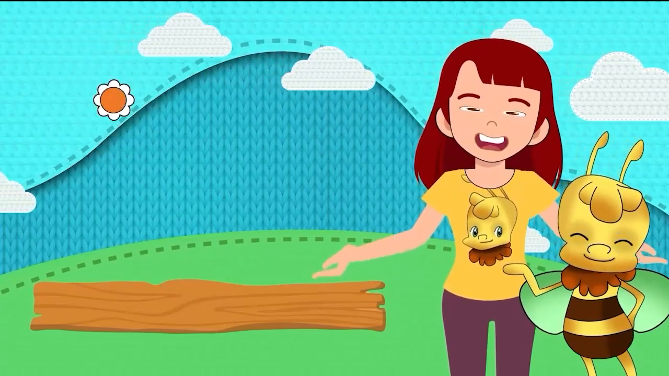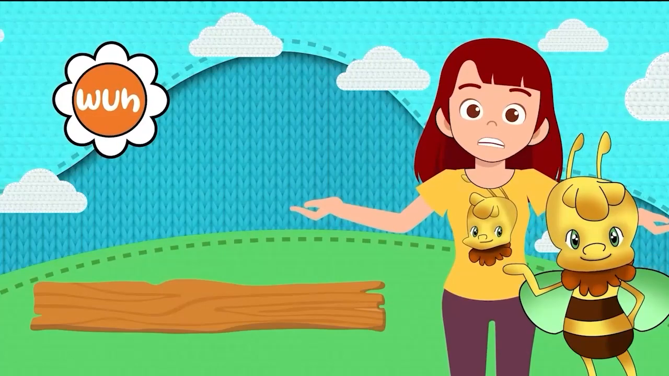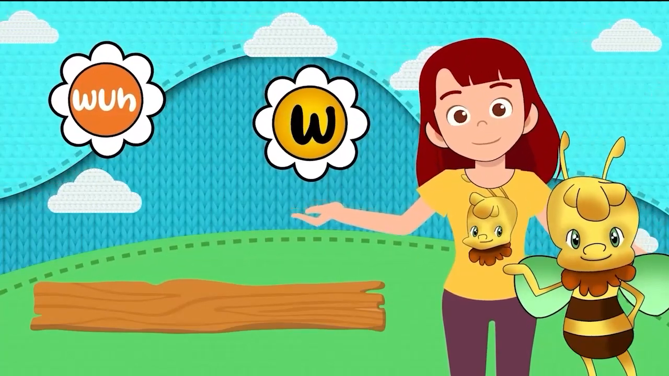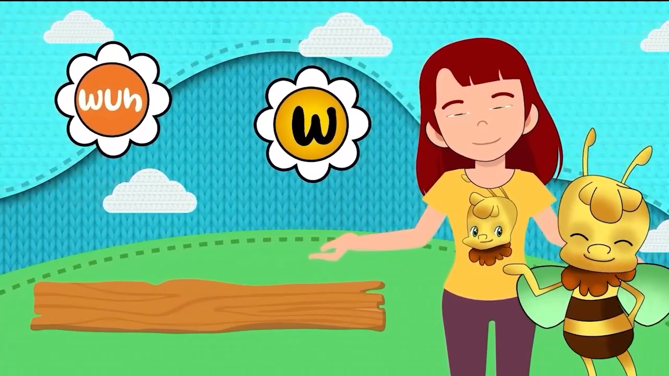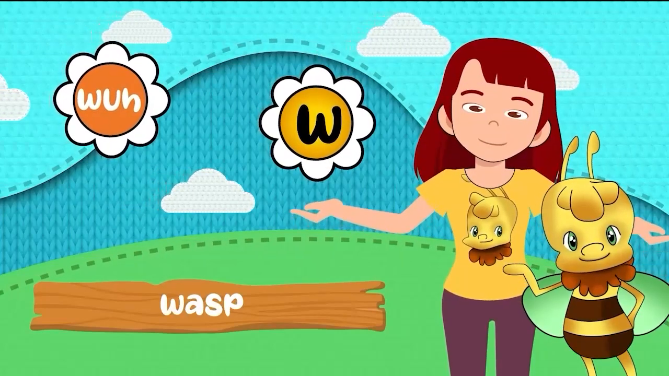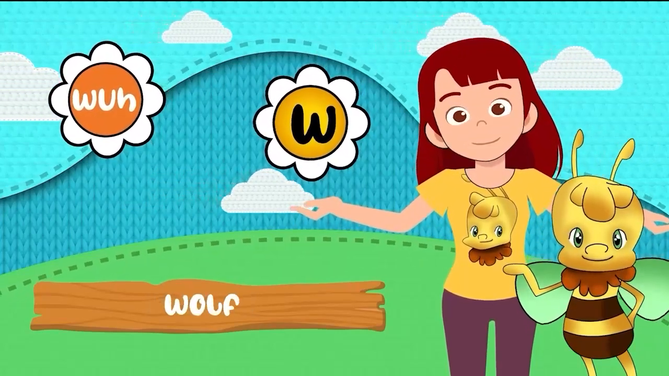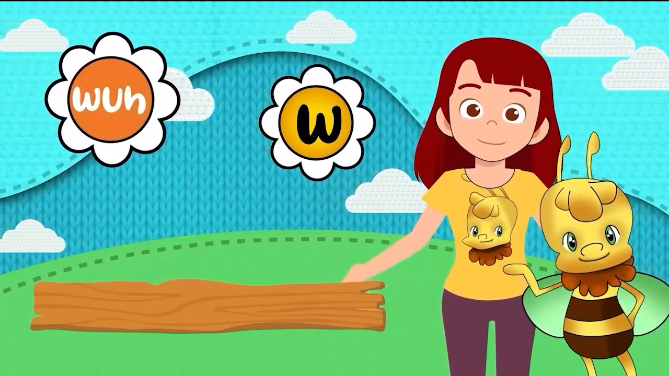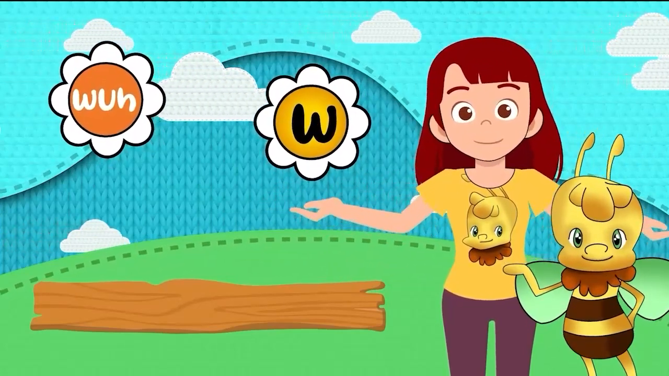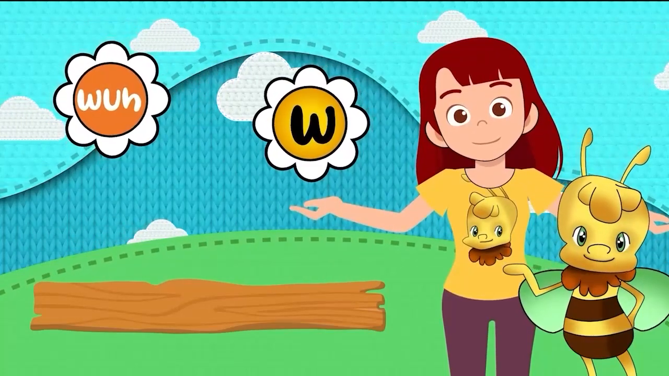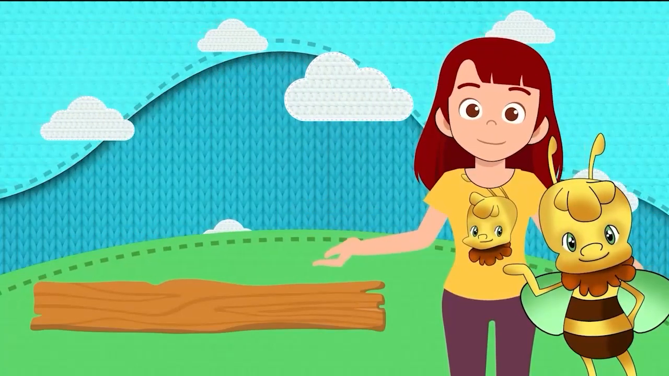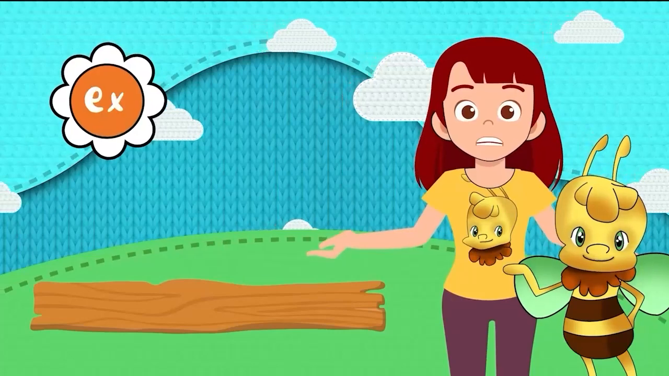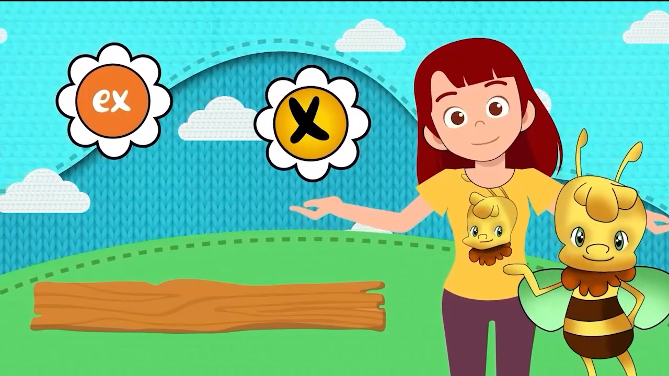We get the sound W from the letter W. We use the sound W to say words like wasp, willow, and wolf. Practice saying it again. W. One more time. W. Wonderful. We get the sound X from the letter X.